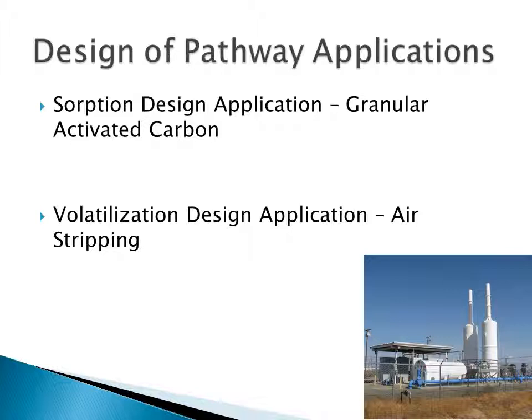GAC treatment is usually conducted in cylindrical contactors. The contaminated water is delivered to the top of the contactor, where it is distributed over the top of a carbon bed. A low concentration of contaminant often passes through the contactor due to partitioning and diffusion limitations.